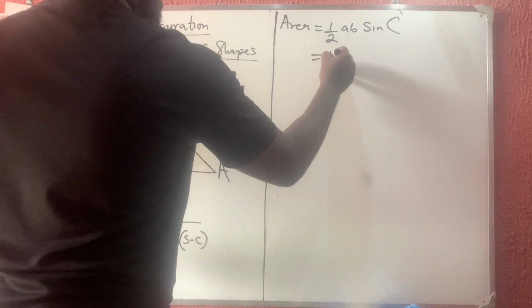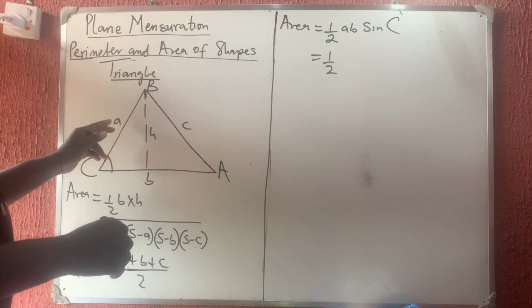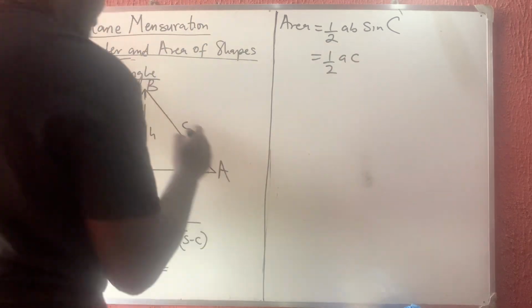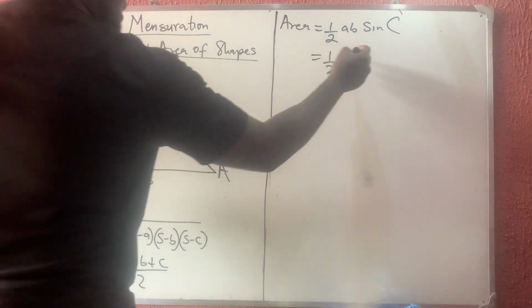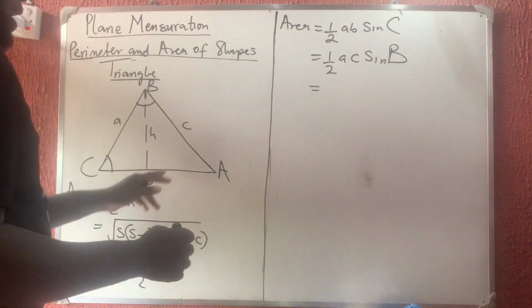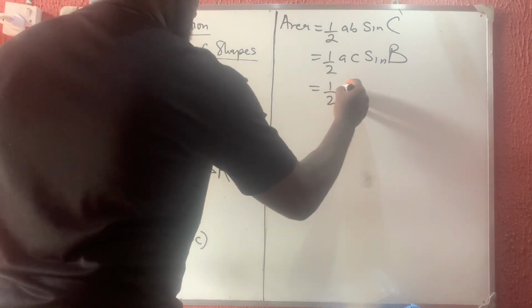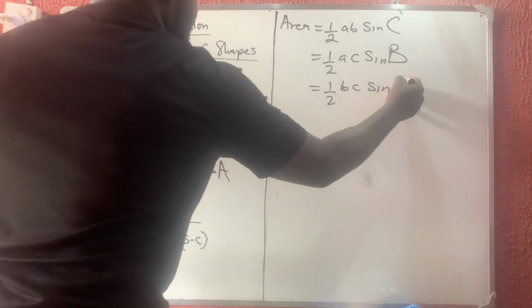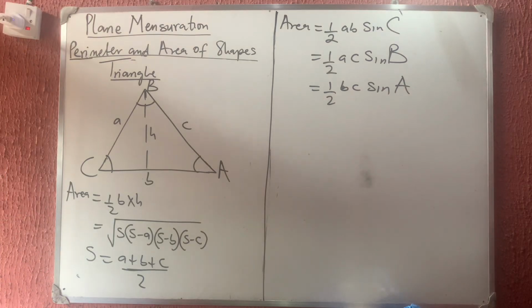Okay. Then if I want to use A and C, then it's going to be what? AC. Then which angle is between them? B is between them. So it's going to be what? Sine B. Okay. Then if I want to use B and C, it's going to be half BC. Then sine what? Which angle is between them? Angle A is between them. So the angle must be what? Included. Sorry. It must be an included angle before you can be able to use such formula.